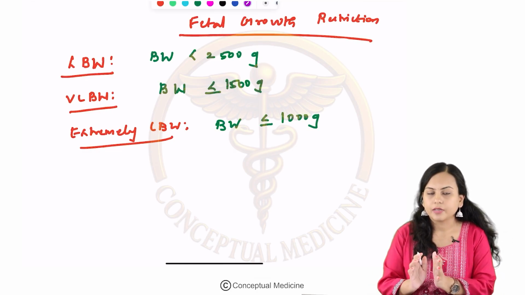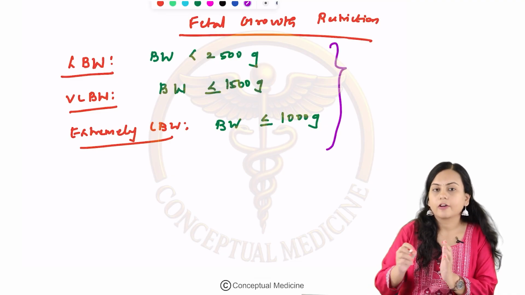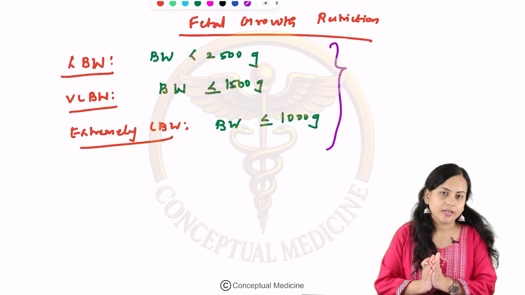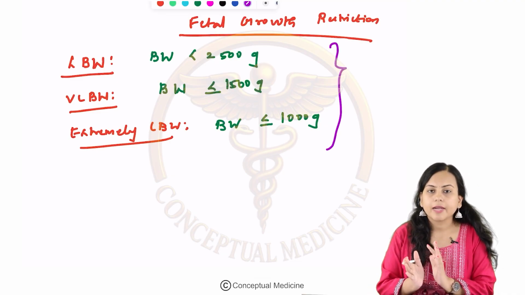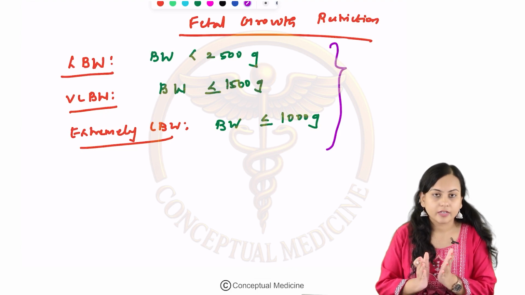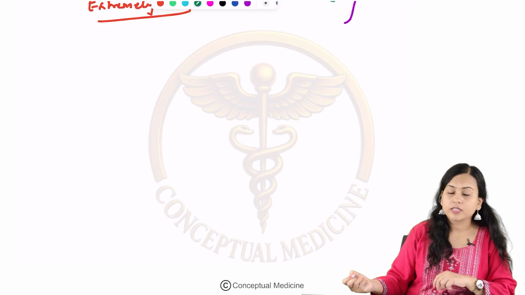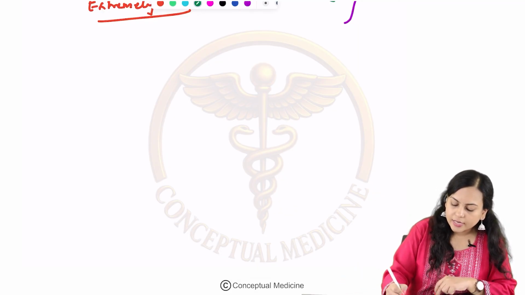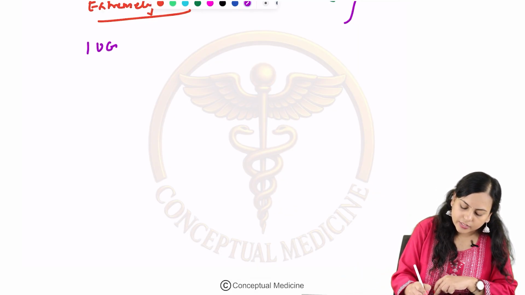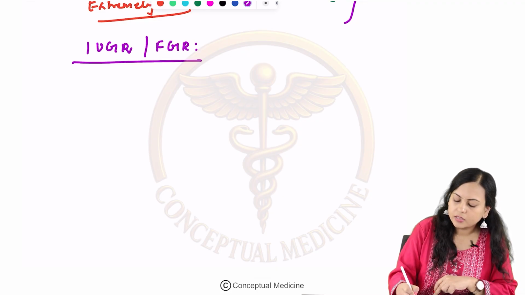So remember, these definitions are given only according to the birth weight and the gestational age is not considered. So the baby can be a preterm baby or a term baby or a postterm baby, right? Now we'll see what is IUGR, that is Intrauterine Growth Restriction or Fetal Growth Restriction.